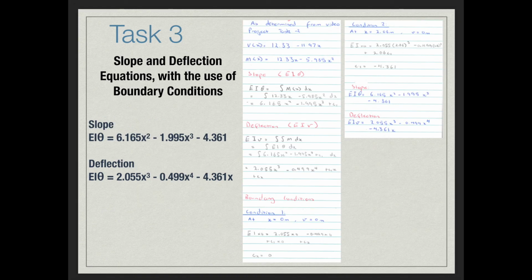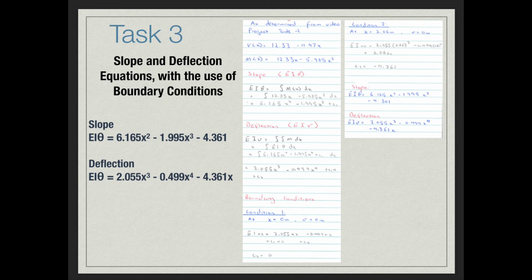Using the information gathered in task 2, I was able to determine the slope and maximum deflection equations for the predetermined uniformly distributed load across my beam. Finding these equations was quite simple because all it required was the double integration of the bending moment equation that was found in task 2. This resulted in two equations with integration constants seen in my working out on the slide.